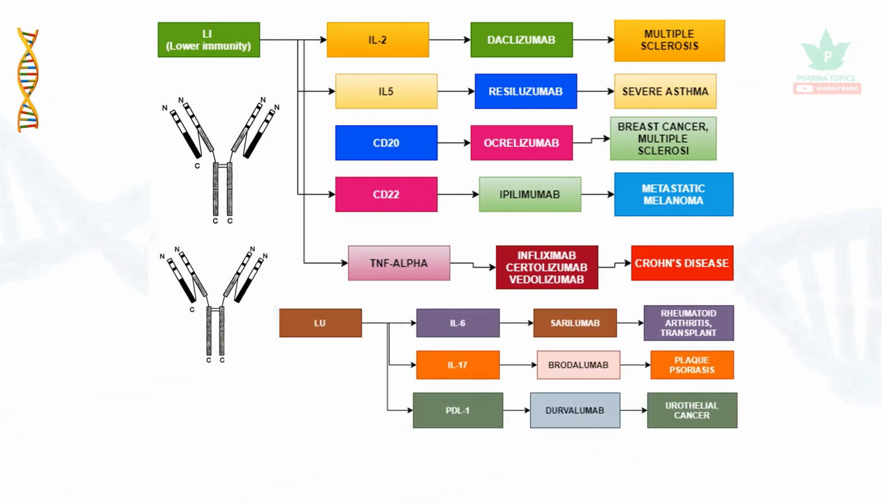There is another set called LU that is also lowering the immunity. They have three targets: IL-6, IL-17 and programmed death ligand 1. Sarilumab, brodalumab and durvalumab. Sarilumab given for rheumatoid arthritis and transplants, brodalumab given for plaque psoriasis and durvalumab given for urothelial cancer.